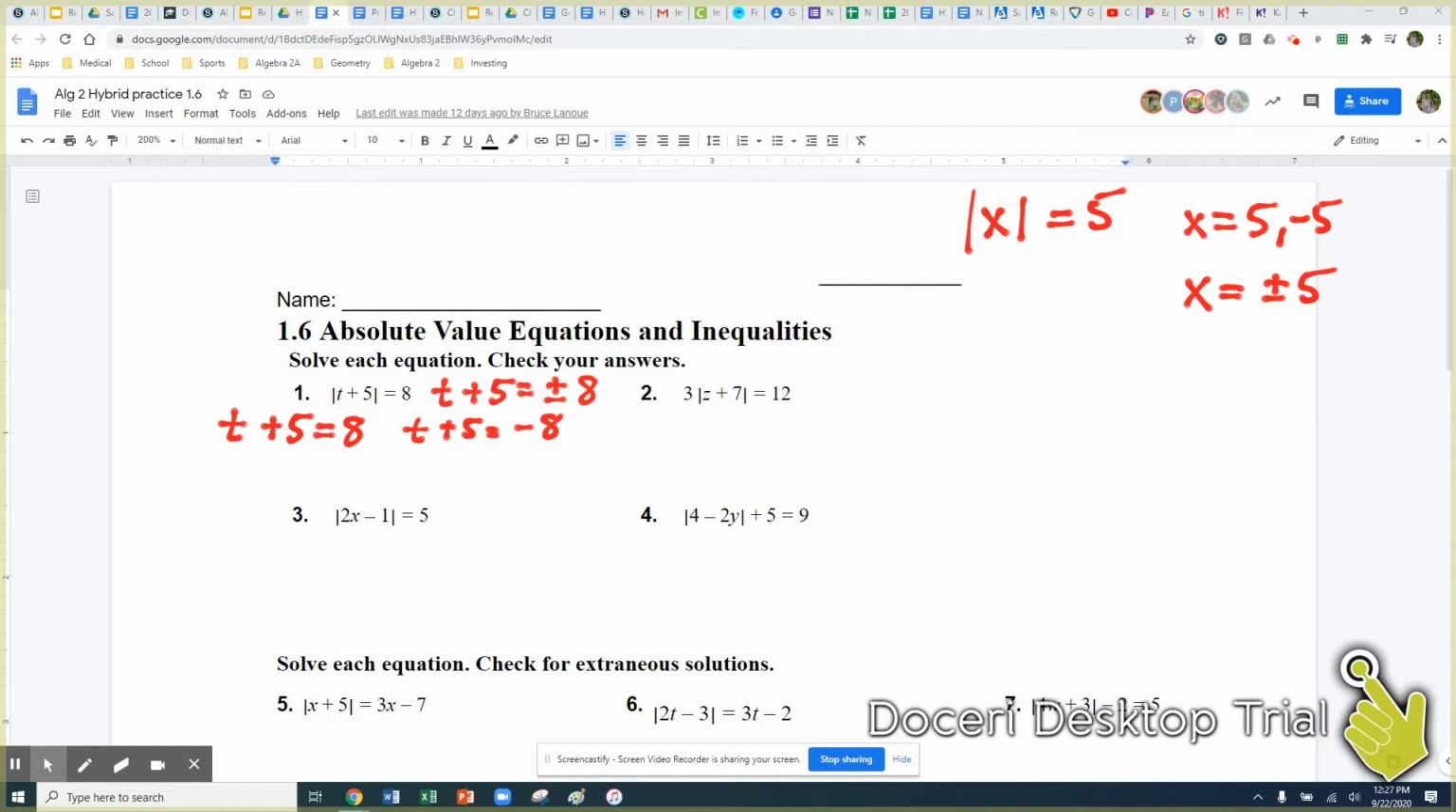And do some simple algebra. T could equal 3. And t could equal negative 13. So we're just using simple one-step algebra. There's going to be our two solutions.